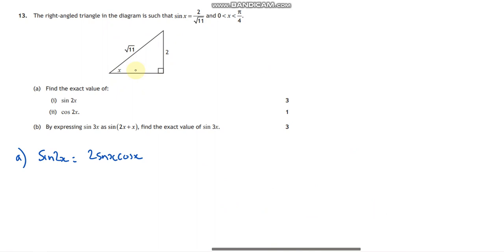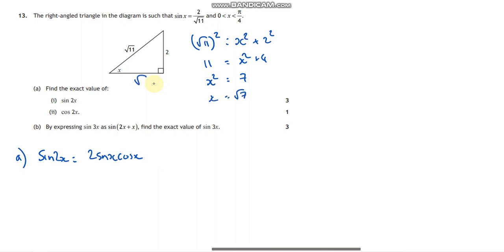So all I have to do is work out sine x and cos x for this triangle. And to do that, I'm going to have to find out this length, which then leads me to Pythagoras. So I'm saying that root 11 squared is going to be equal to x squared plus 2 squared. So 11 is equal to x squared plus 4. So my x squared is going to be equal to 7. So x is root 7.